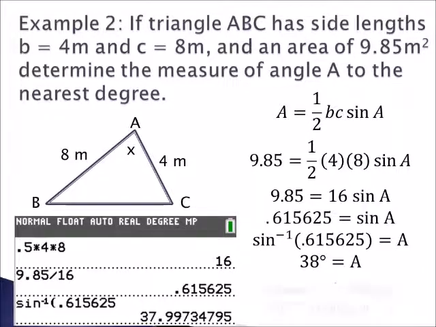If you wish to check your work, simply substitute in the value of 38 for A to get 1/2 times 4 times 8 times sine of 38, which does indeed give us our original area of 9.85 meters squared.